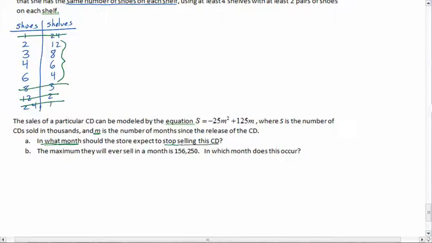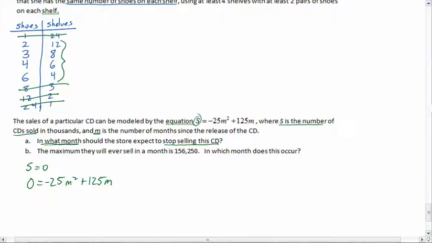So what does that mean? Hopefully you figured out that that means that S, remember, S is the number of CDs sold. So if they stop selling them, that means 0 CDs. And so let's just say that S equals 0. So we can put 0 in for S in our equation. So we say 0 equals negative 25m squared plus 125m. And so from there, you can solve, right?